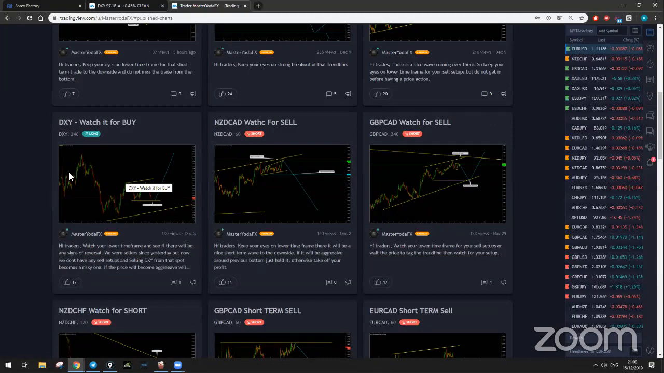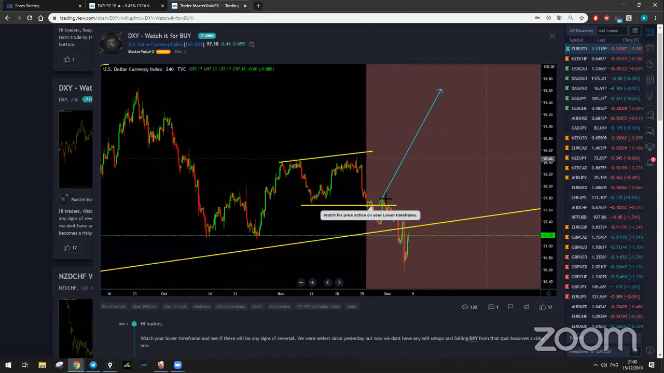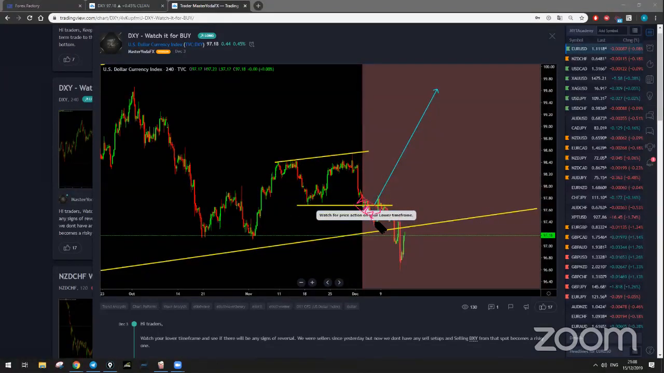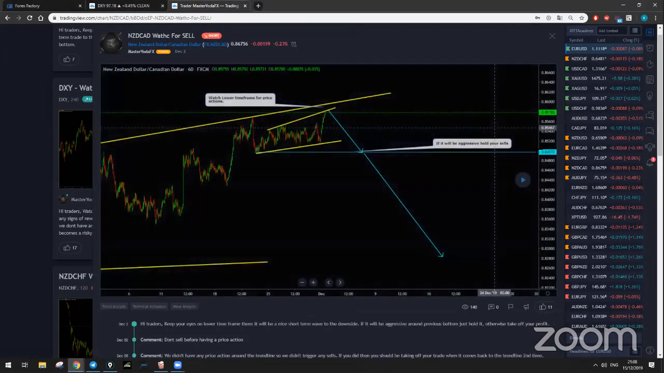DXY was a really good one. It has started to push lower. There was the correction during the NFP two weeks ago. It pushed up, then it went down, and if you were the buyer there, you should have taken off your trade. Now it went lower, but we in our trading academy are still watching for that buy setup to appear. I think those are all the old setups.